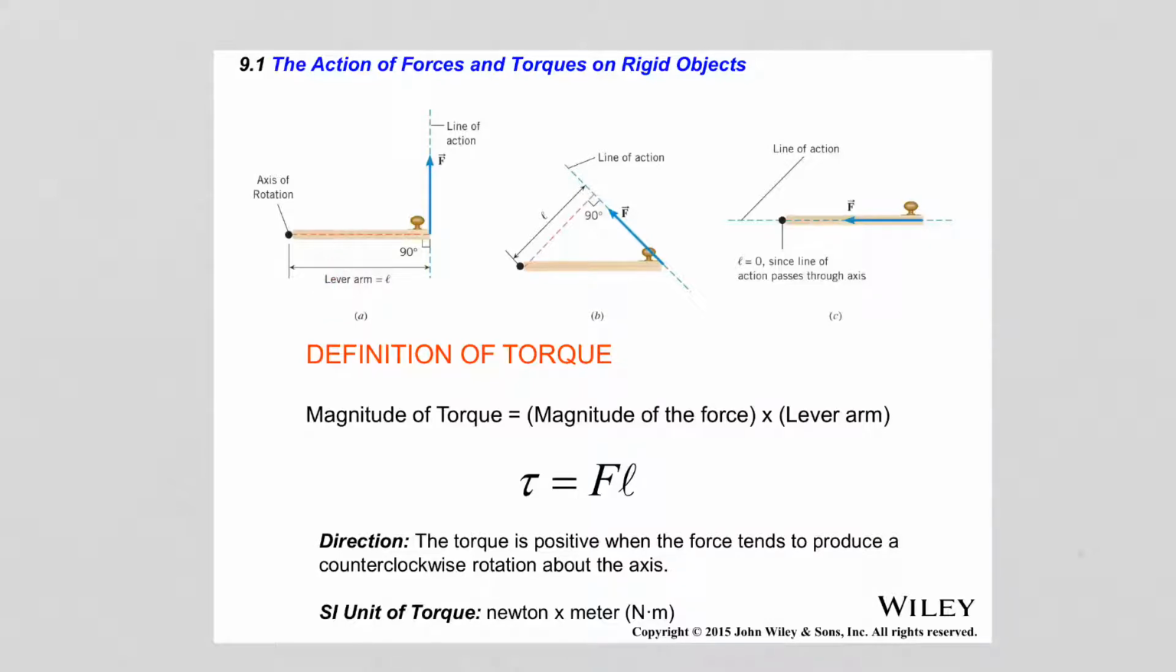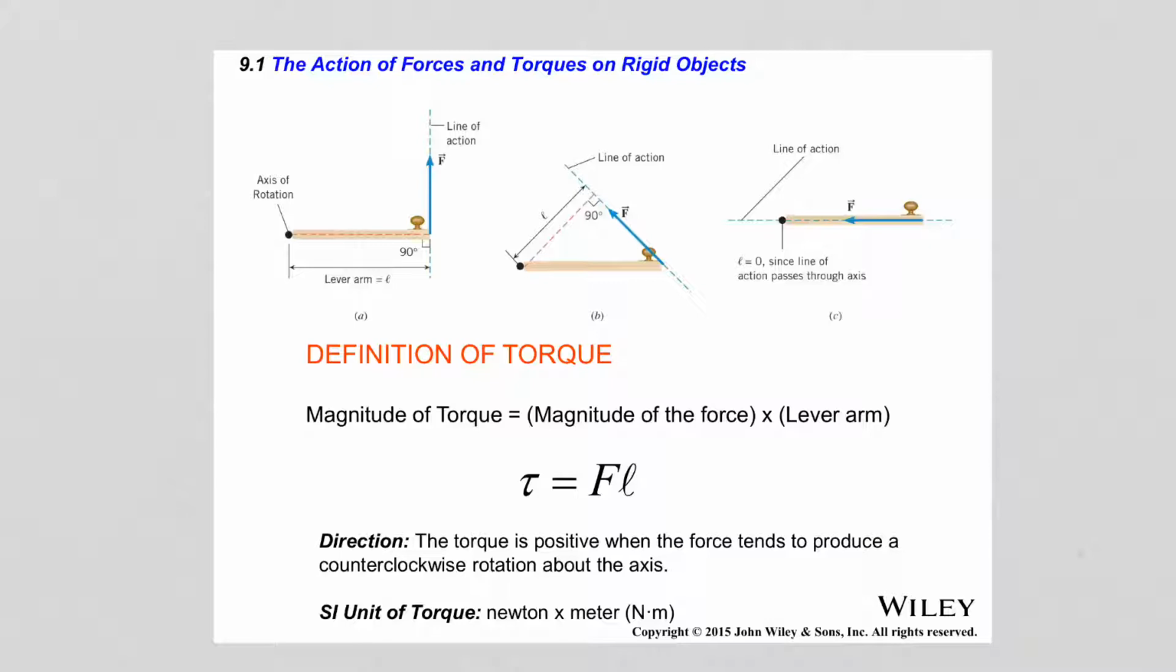In the next drawing, we have the force F applied at a certain angle to the door. So the line of action is here. The force F acts along this line of action. The perpendicular distance from the axis of rotation to the line of action of the force is the lever arm L.